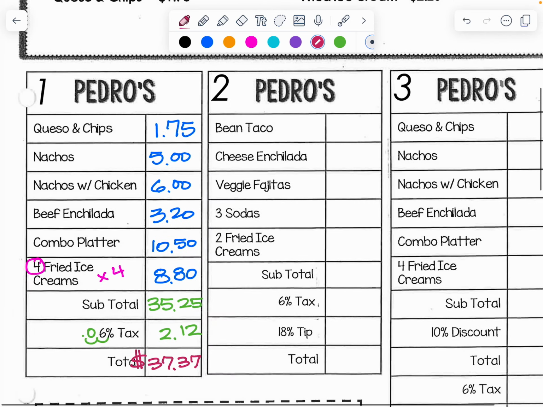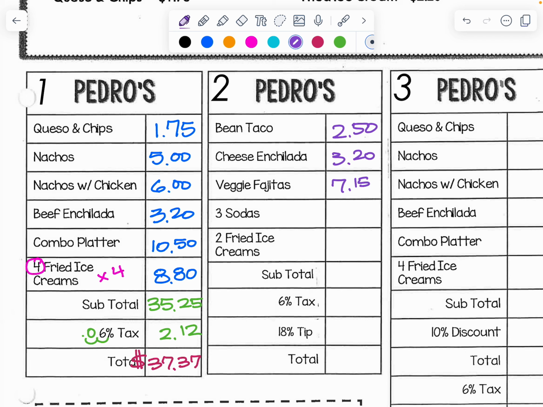All right, now we're going to move on to the number 2 ticket. All right, go ahead and fill in the amounts for each item that they ordered. Should have gotten $2.50, $3.20, $7.15.